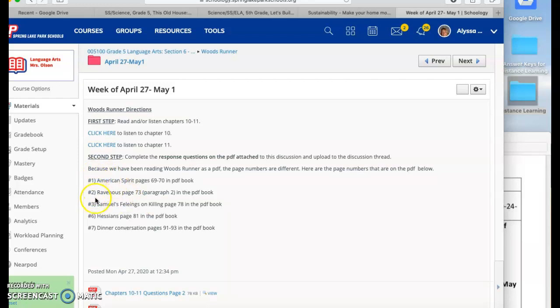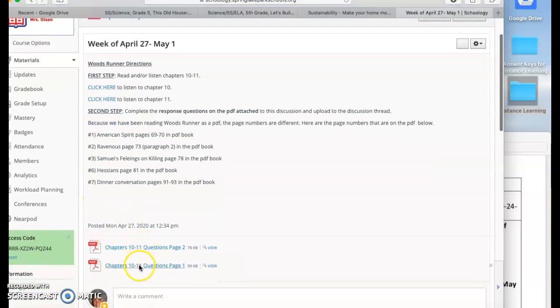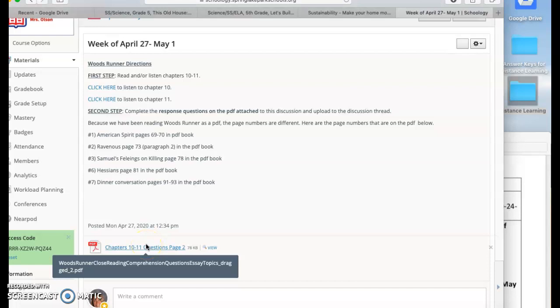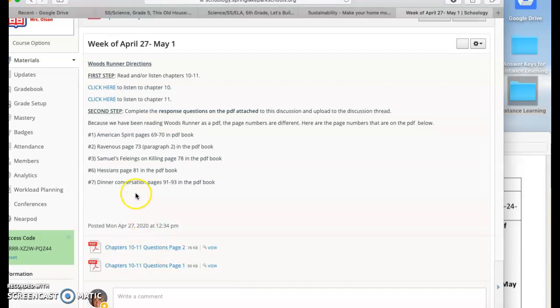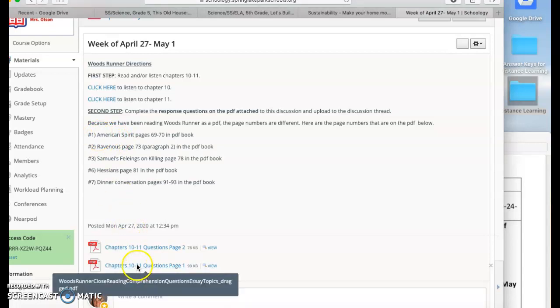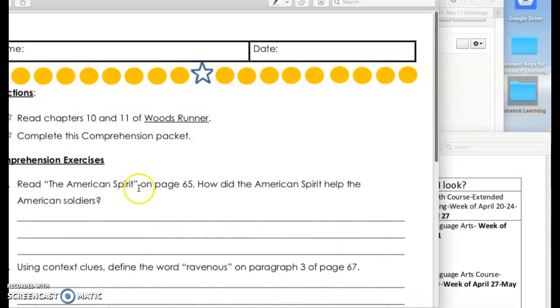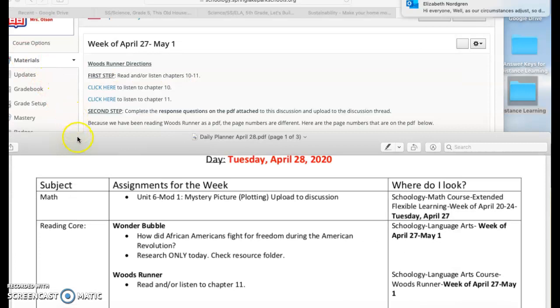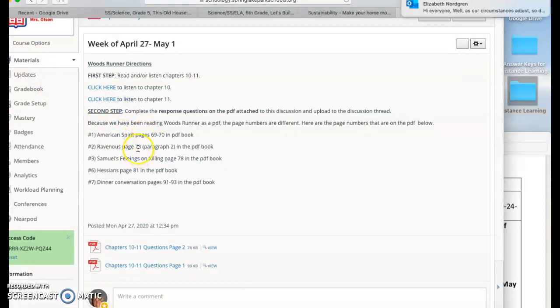So when you pull up this chapter 10 and 11 questions that you need to answer and upload by the end of the week, I did change it so that, for example, on question number 1, it tells you to answer questions. Let me just show you here. It says, read The American Spirit on page 65. Well, it's not on page 65 because that's in the book, but the PDF you are actually reading from is on page 69 to 70. So I put the corrections of the page numbers on the directions so that you could look there.